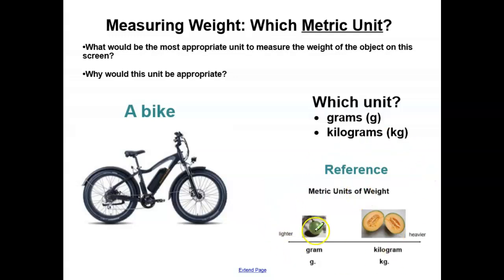And here is a reference in case you forget. You also have a vocabulary sheet right in your packet that you could reference. So I always think to myself, if the object weighs more than a pineapple or cantaloupe, then I would definitely use kilograms. If it weighs less than a pineapple or cantaloupe, I would use grams. Before we get started on this assignment, I want you guys to look one more time, a little bit deeper, at which objects would be measured with which unit.